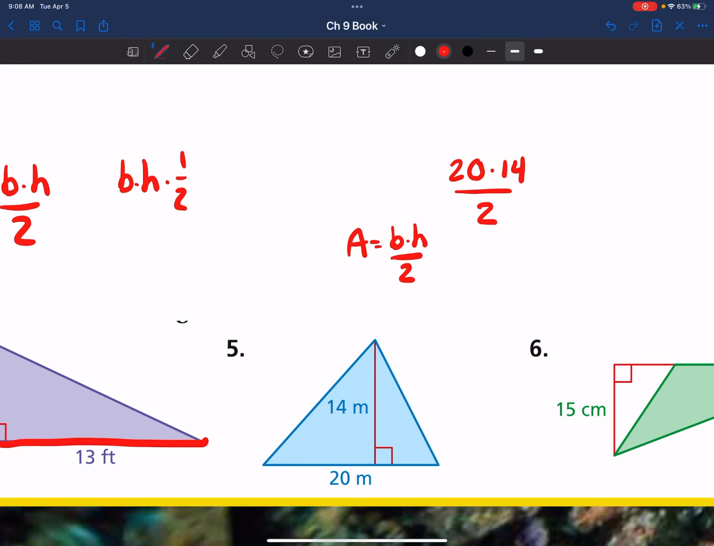Okay, 20 times 14. Well, I know 14 times 2 from that 20 would be 28, and then add the 0 that I didn't really use yet, so 280. Now 280 divided by 2. What's half of 280? Is 140 meters squared. So that means this triangle has an area of 140 meters squared. Okay, number 6.